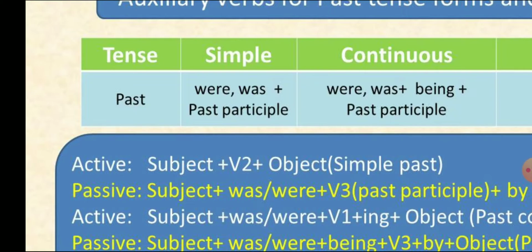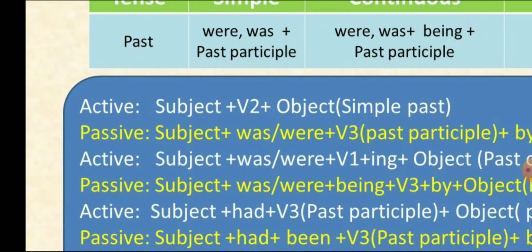Before that, let us learn what is the structure for simple past, past continuous and past perfect in active and passive. In active, it is subject plus V2 plus object for simple past, and in passive, it is subject plus was or were plus V3 past participle form plus by plus object. For past continuous, it is subject plus was or were plus V1 plus ing plus object. And in passive, it is subject plus was or were plus being plus V3 plus by plus object.